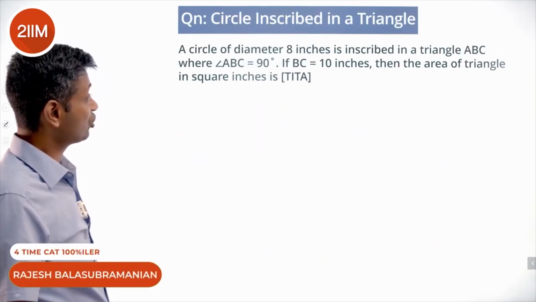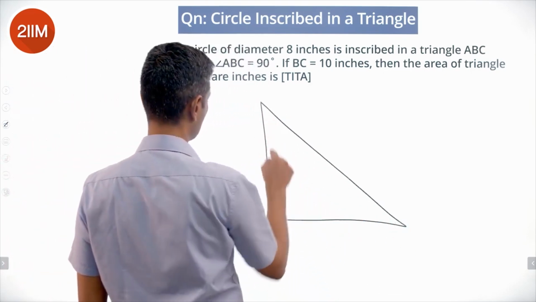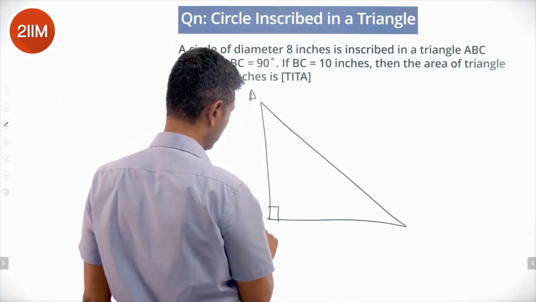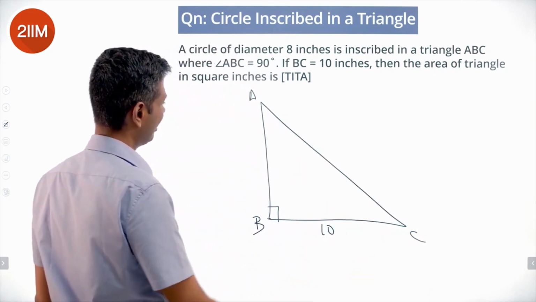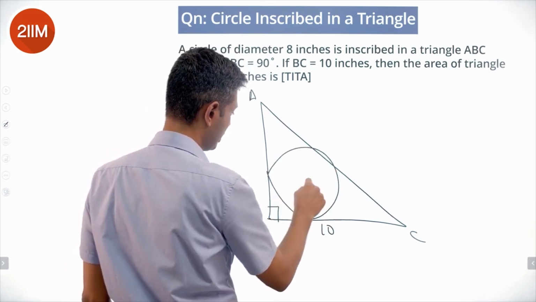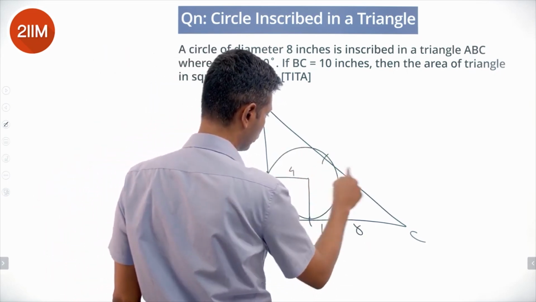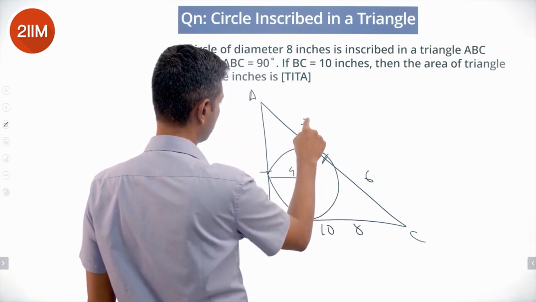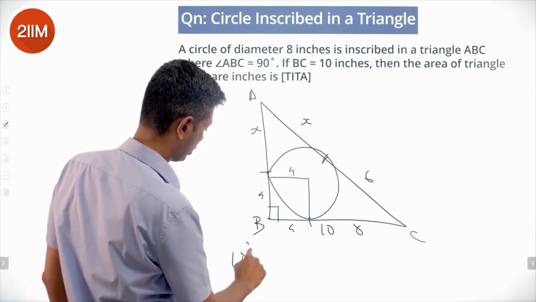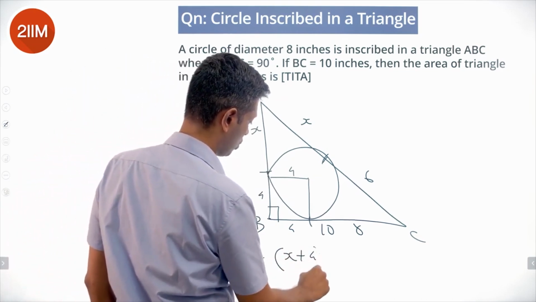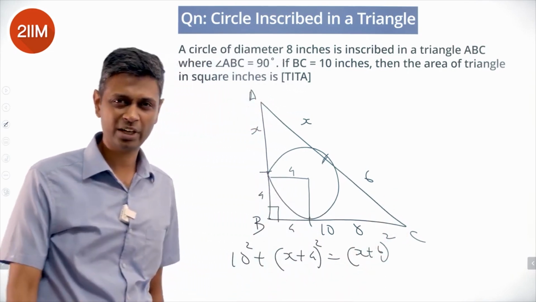A circle of diameter 8 inches is inscribed in a triangle ABC where angle B is 90 degrees. BC is 10, diameter 8, so radius is 4. This is 4, this is 4, this is 6, this is 6. These two should be X and X. So 10 square plus X plus 4 whole square equals X plus 6 whole square.